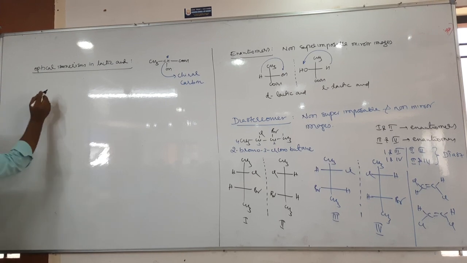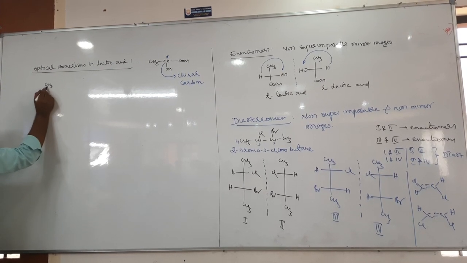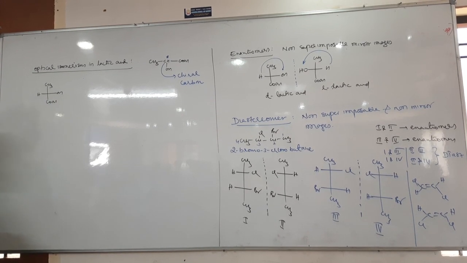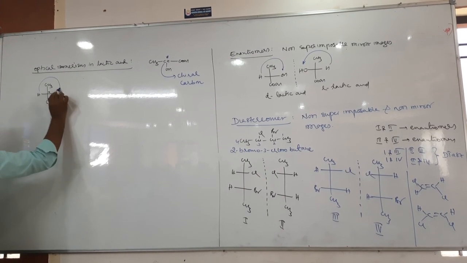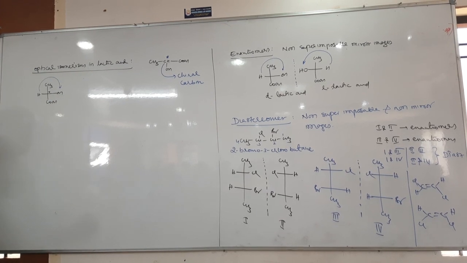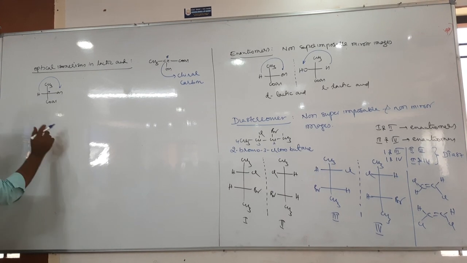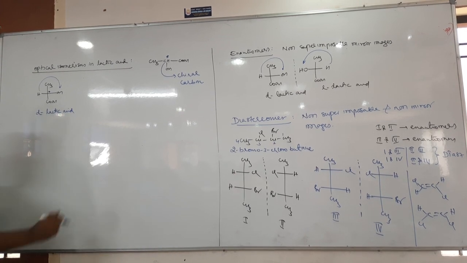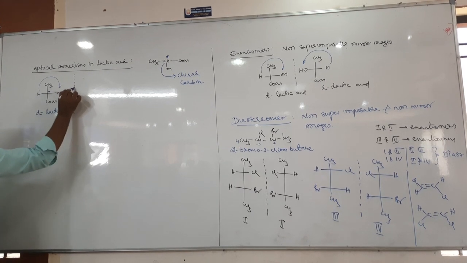Now let me write this structure. The structure of lactic acid is like this: methyl group and COOH, OH on one side, H on the other side. Now this carbon is a chiral carbon. Generally the rotation is observed from hydrogen to OH. When you take the rotation from hydrogen to OH, it is called small d lactic acid. Then capital D is different, which we have studied in carbohydrates. We will study that next class. What is capital D?